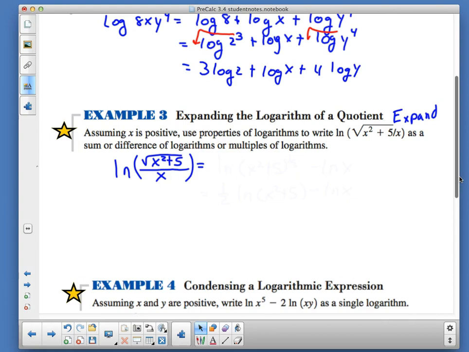But assuming x is positive, use properties of logarithms to rewrite the natural log of the square root of x squared plus 5, all over x, as a sum or difference of logarithms. Well, the first thing I'm going to do is a difference. I've got the natural log of the square root of x squared plus 5 minus the natural log of x. And that square root has a power of 1/2, so I put that power up there right away. Now, I'm going to take that half power and put it to the front.